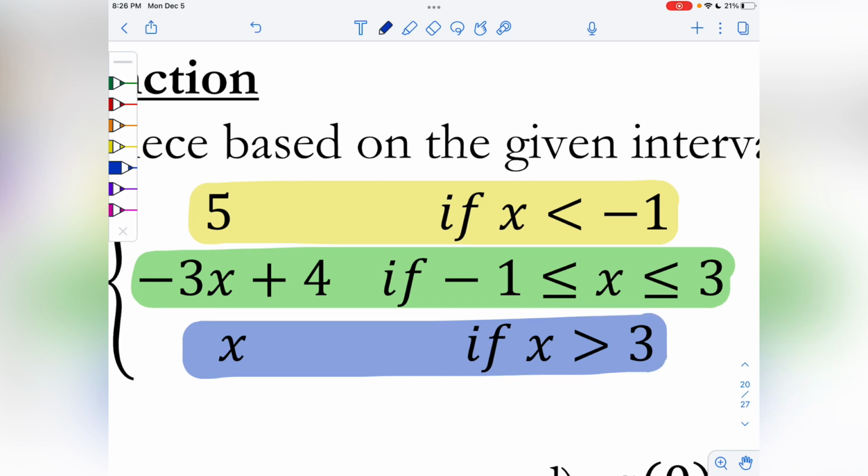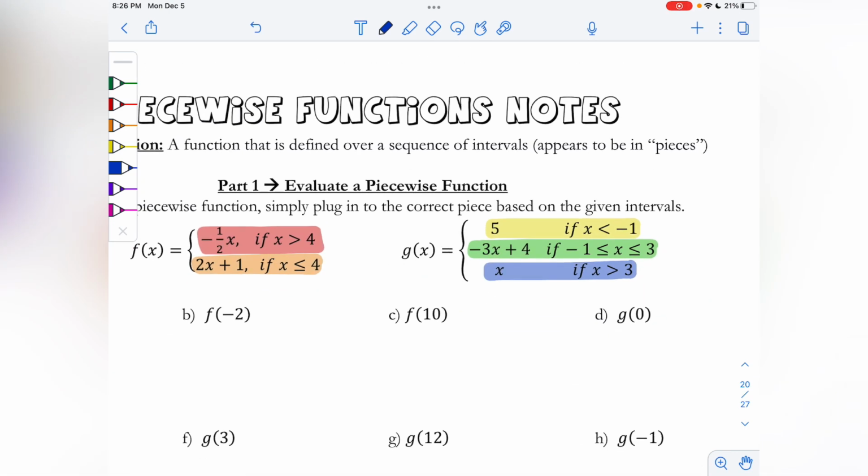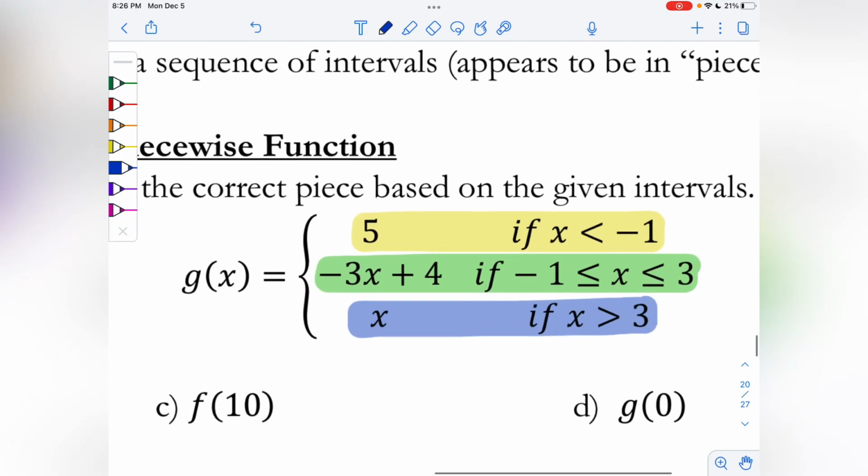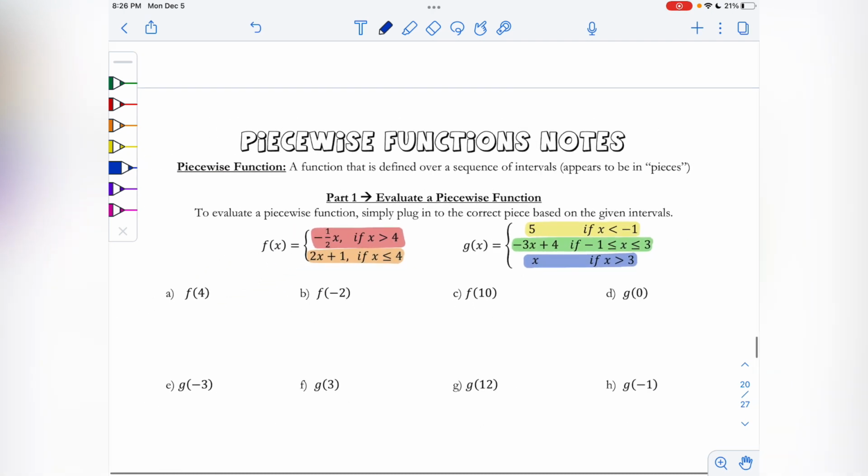So when we're evaluating, there's a couple things we need to do. We need to decide, are we working with the f function or the g function, and which piece of that function am I plugging into? You're only plugging in to one piece of the function.